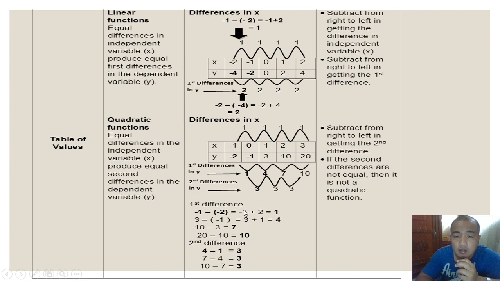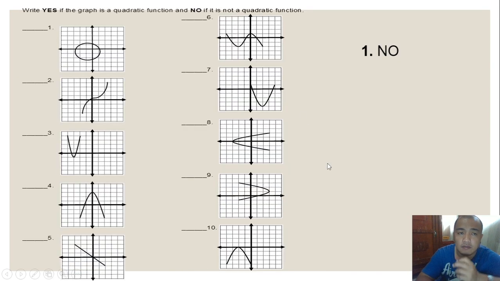Okay, so as you can see here, first differences for x: 1, 1, 1, 1, 1. First differences in y we have 1, 4, 7, 10, while the second differences in y are 3, 3, 3. So equal ang kanyang second differences. Okay, easy, right? So let us describe. Write yes if the graph is a quadratic function, and no if it's not a quadratic function. So meron na tayong answer sa number 1, of course. Number 1 is not a quadratic function, it's a circular function. So no.